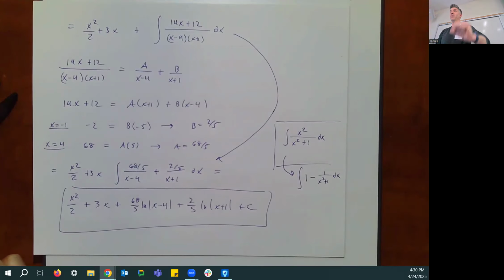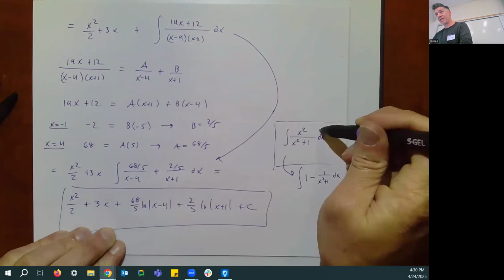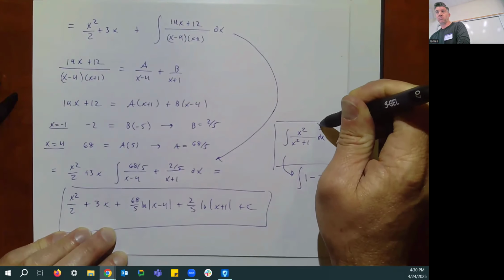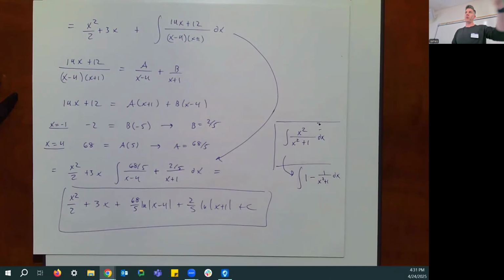So if the degree on top is bigger than or equal to, do the polynomial division, and then integrate the quotient plus the remainder divided by the divisor.